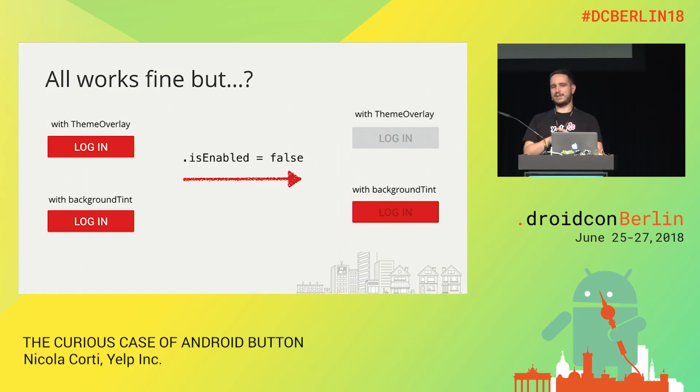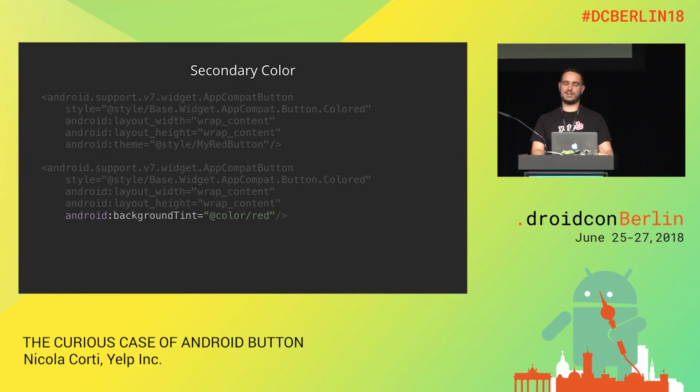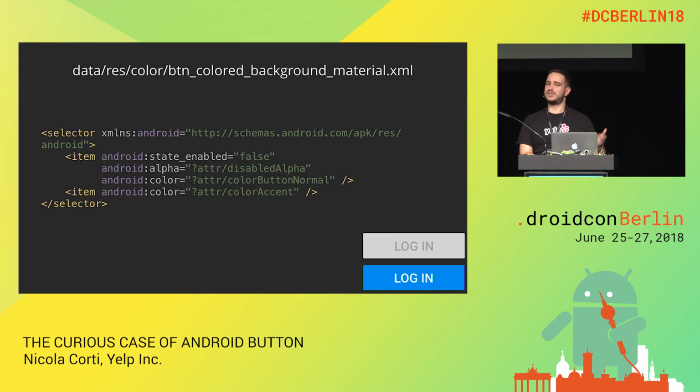So why is this happening? This is happening because in the background tint, you can't just pass a static color like a red. You need to provide there a color state list, as we saw before. So this is the color state list that we saw before to do the blue color, and you need to change those color accent and provide there the proper color.